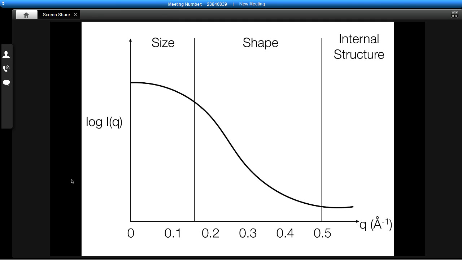So to break up a SAXS curve, generally we have 3 different regions, qualitatively speaking. The low Q region deals with information about the size of the particle, whereas the middle region deals with differences in the shapes of particles. And the higher Q region deals with internal structure, which means you can get information about flexibility and solvent exposed regions and things like that.